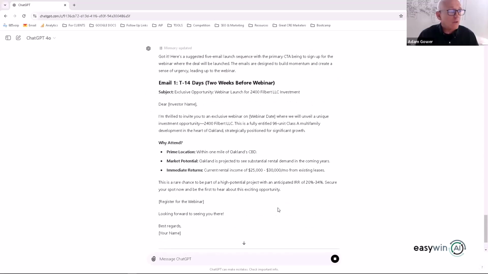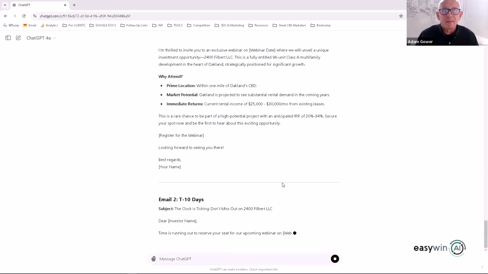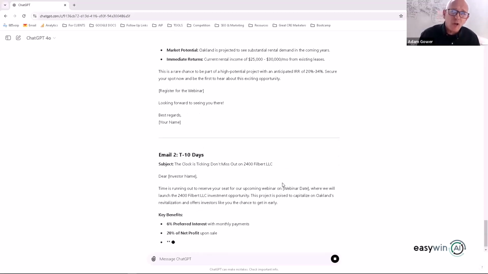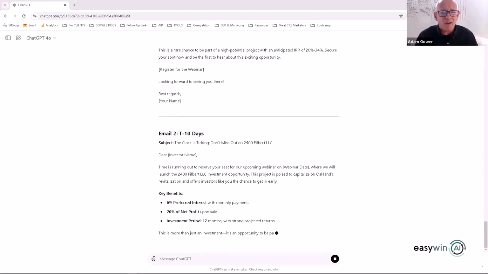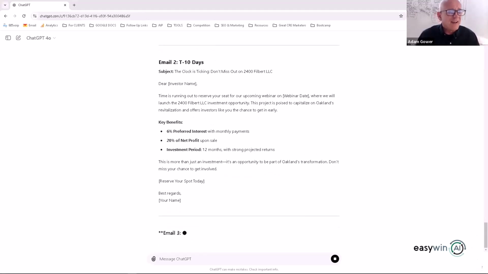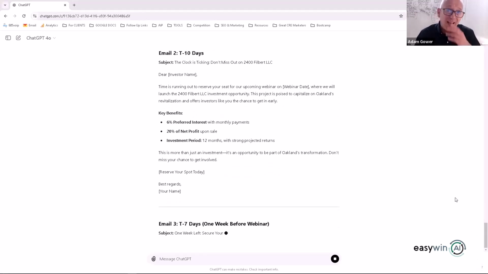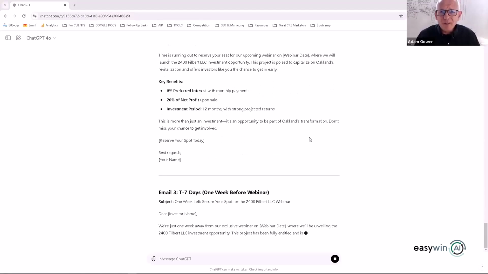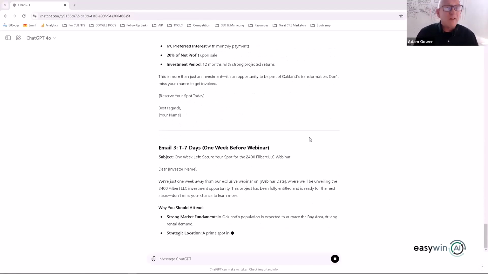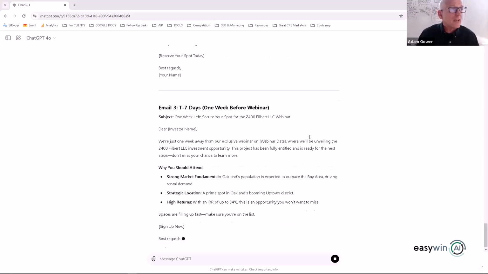It's like mind-blowing. I used to spend all day writing these emails. Literally, I'd sit down, you have to go through the pitch deck, you have to figure out what all the terms are, what is it that you want to emphasize. It took hours to do this. Now, in seconds, you can develop something and you can iterate it.